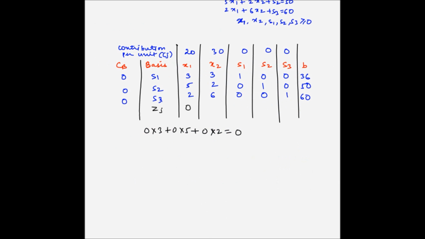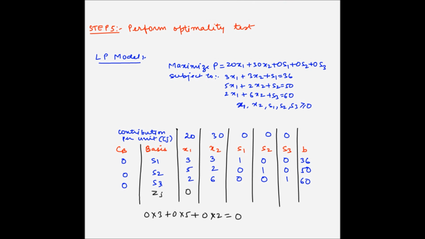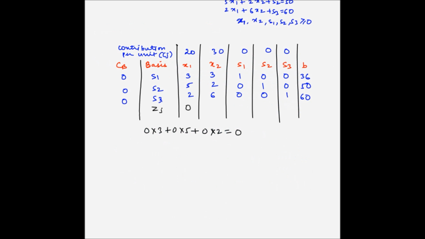Let's understand what we are doing here. Of course, we have covered this in detail in the video for step number 5 of the simplex method, but let's quickly look at what we are trying to do in this example here. So let's take the first row. Now this is nothing but the first constraint, 3x1 plus 3x2 plus S1 is equal to 36.